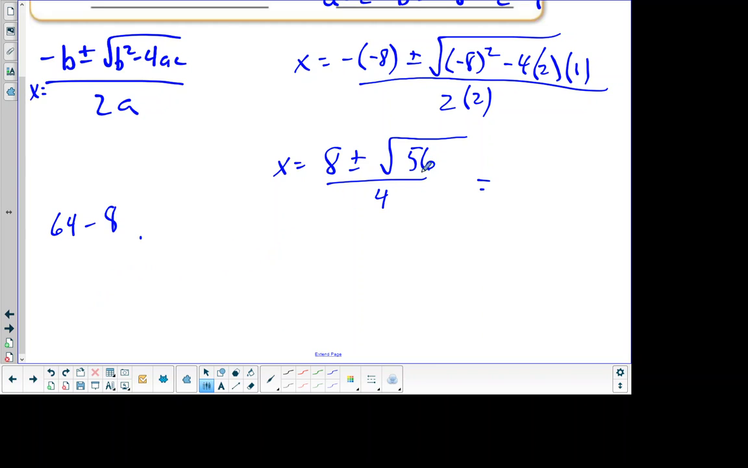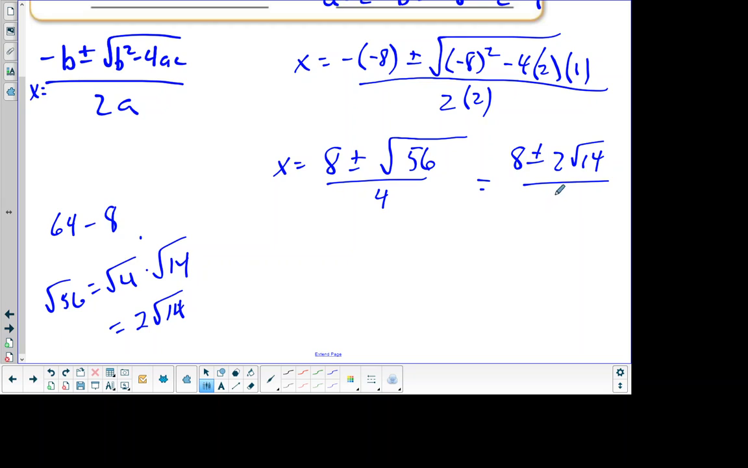Square root of 56 is the same as square root of 4 times the square root of 14. So we're able to take out a perfect square factor of 4. Square root of 4 is 2, so that can be written as 2 radical 14. Alright, so I'm going to just rewrite that as 8 plus or minus 2 radical 14 over 4. And can we simplify this? Look at the 8, the 2, and the 4. Those all have a common factor of 2. You can divide everything by 2.